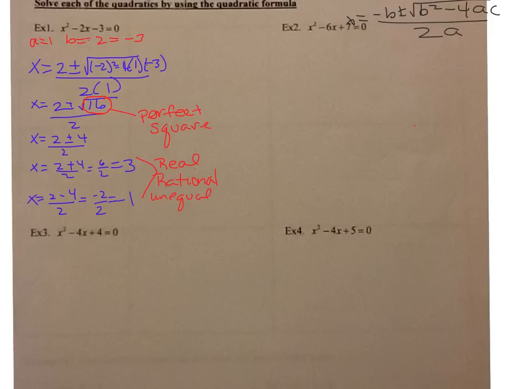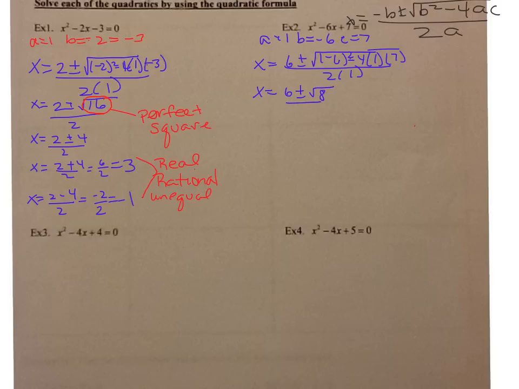Okay, so let's try the next one. I have a is 1, b is negative 6, and c is 7. So I get x equals 6 plus or minus the square root of negative 6 squared minus 4 times 1 times 7, over 2 times 1. So I get x equals 6 plus or minus the square root of 8 over 2.